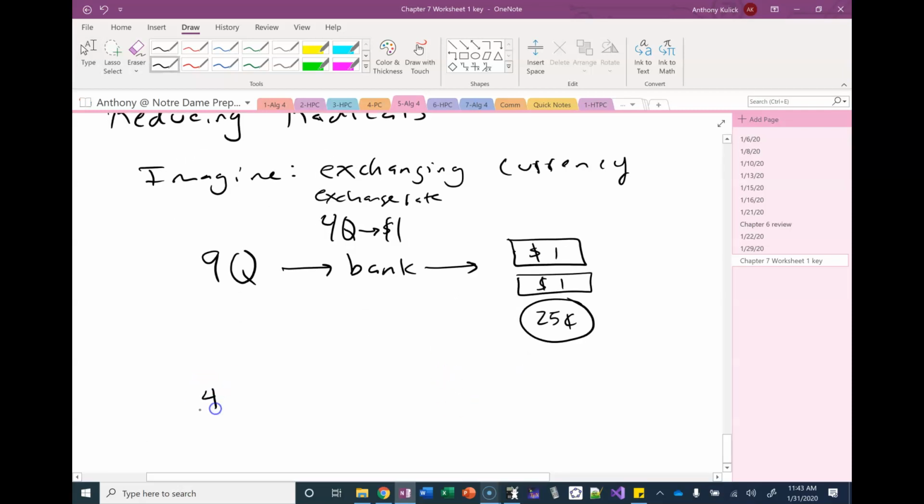So let's say then that we have this problem. I have the 4th root of 2 to the 9th. The index for our radical is the exchange rate. So what this is saying is it takes 4 of a number underneath the radical to get 1 of that number outside the radical.